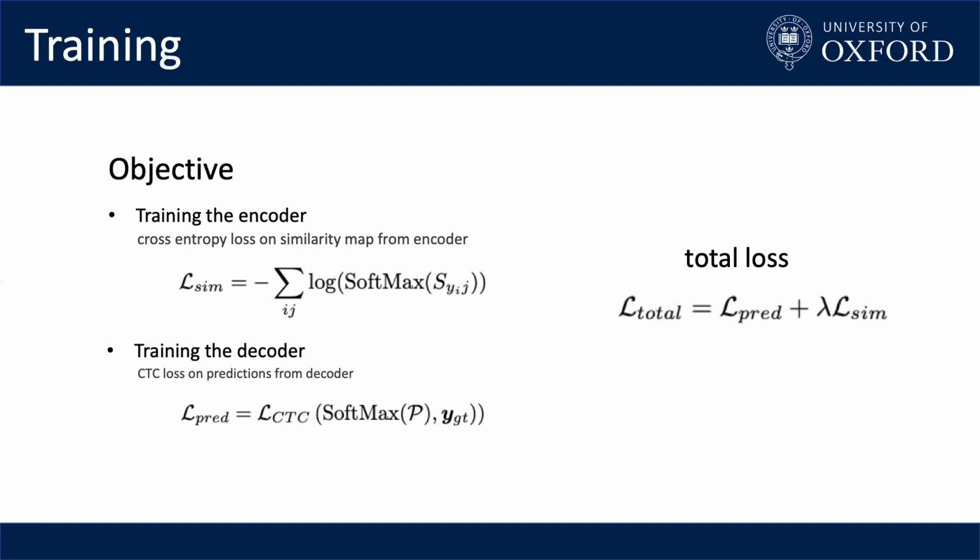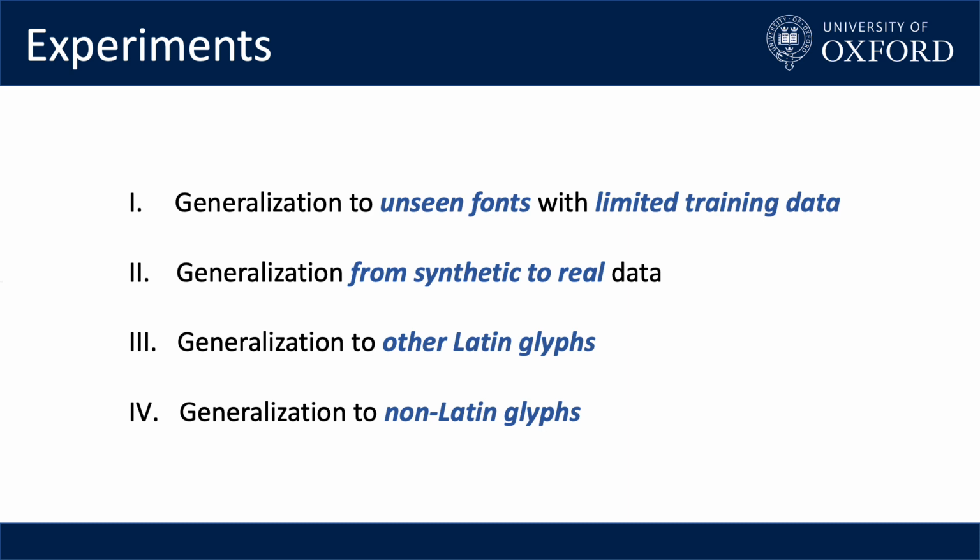We have two losses for training. The first is an auxiliary loss aimed at training the visual similarity encoder. It is a cross-entropy loss directly on the columns of the similarity map. The second is a conventional CTC loss on the decoder for aligning the dense predictions from the similarity map and the ground truth string. We evaluate our method on 4 different tasks.